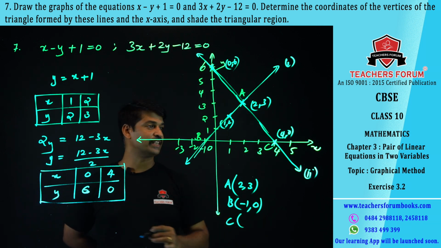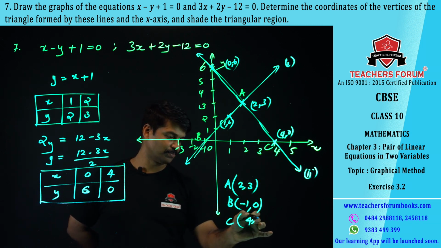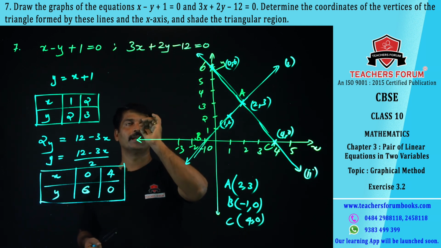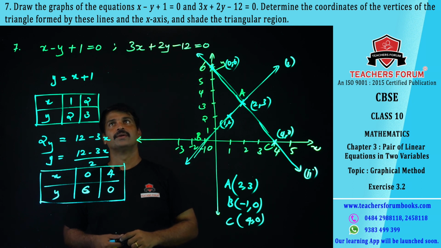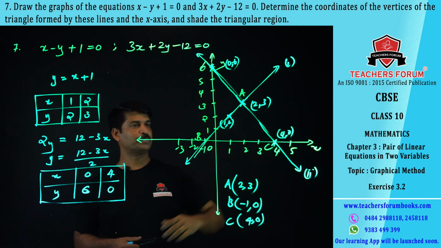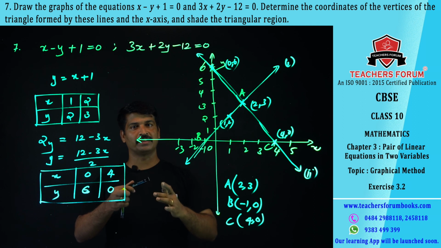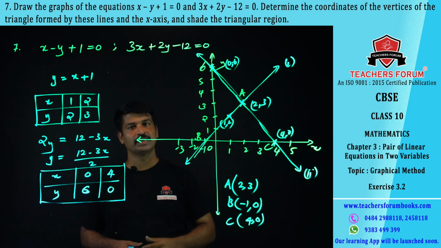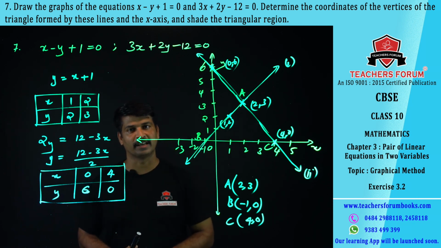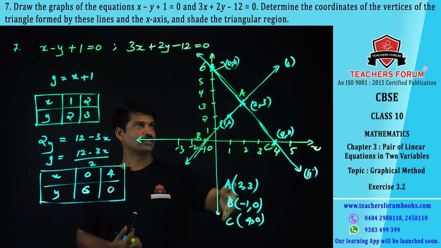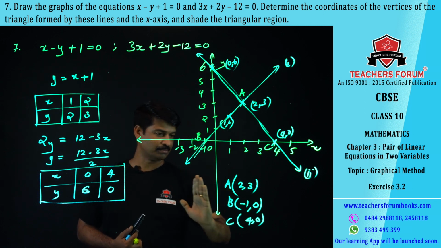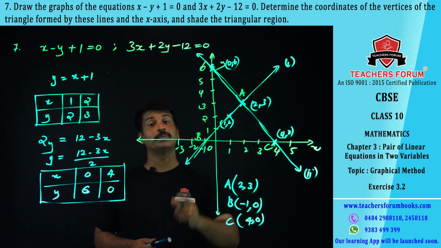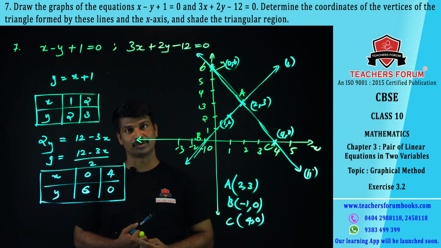Now what is the coordinate of C? C is 4, 0. So the given two linear equations in two variables represented in a graph paper form a triangle with x-axis, isn't it? Then we get a triangle ABC, and you are supposed to find the coordinates of triangle ABC. Now the coordinates we got here: A is 2, 3, B is -1, 0, and C is 4, 0. In some cases, you will be asked to find the area of this triangle also.